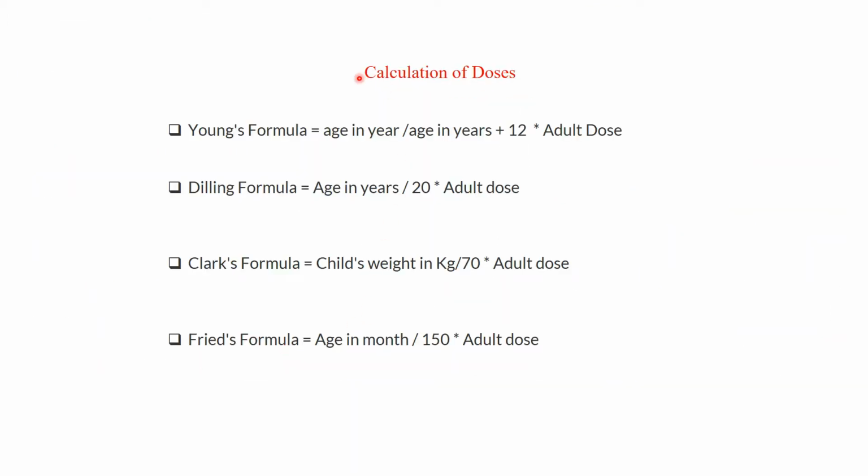Now moving to calculation of dose for a child, I have 3 to 4 formulas. The first one is Young's formula, which is age in year divided by age in year plus 12 into adult dose. Then Dilling formula is age in year divided by 20 into adult dose. Then the right answer will be the Dilling formula. Then Clark formula is child weight in kg divided by 70 into adult dose. Then moving to Fried formula, that is age in month divided by 150 into adult dose.